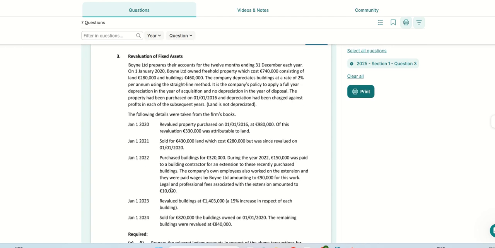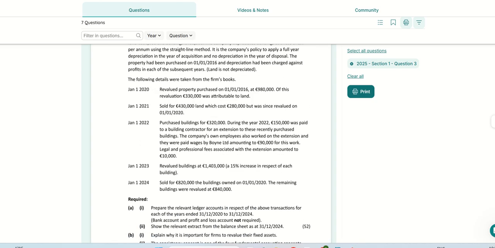If we look at the question, you can see that we've been given 5 years worth of information: 20, 21, 22, 23, 24. They've given us the information on the beginning of the year. They've given us the depreciation rate of 2% straight line. And we're doing a full year of depreciation in the year of acquisition and none in the year of disposal. And just to point out, land is not depreciated. Land isn't ever depreciated in any of our Leaving Cert questions.